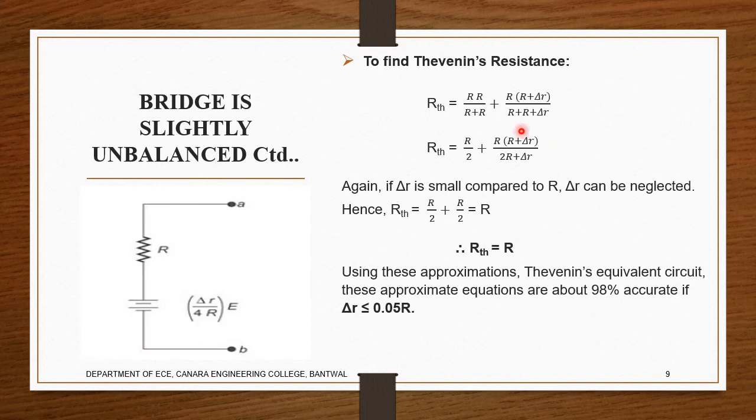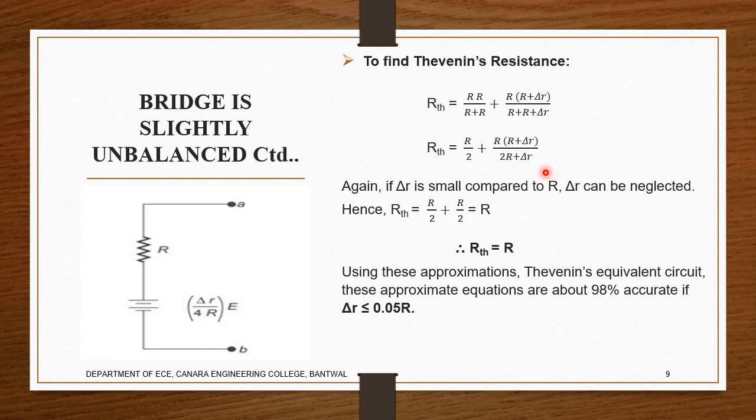So in order to find the Thevenin's resistance, as we know, the Thevenin resistance is what? R into R plus delta R, plus R into R plus delta R, divided by R plus R plus delta R. RTH is equal to R by 2, simplify, and this is R into R plus delta R divided by 2R plus delta R. If delta R is very small compared to R, delta R can be neglected.